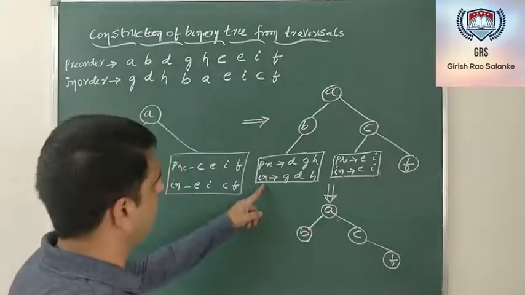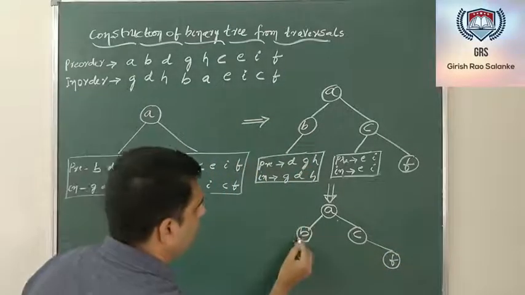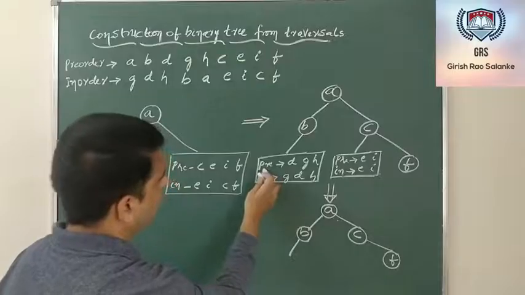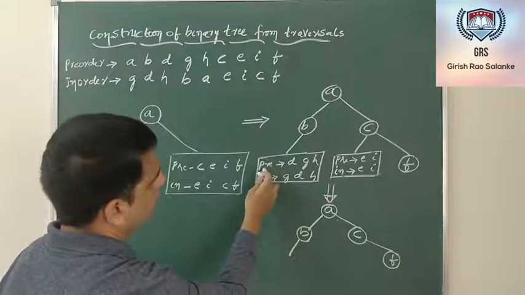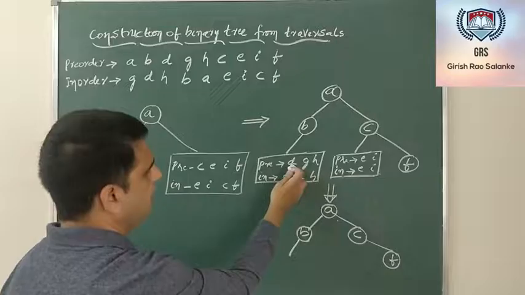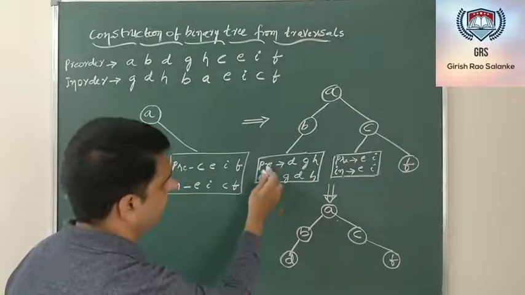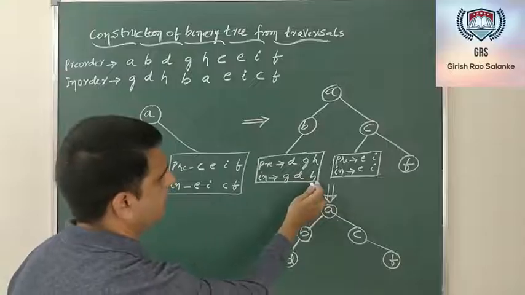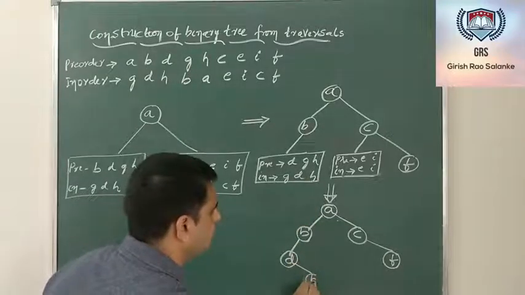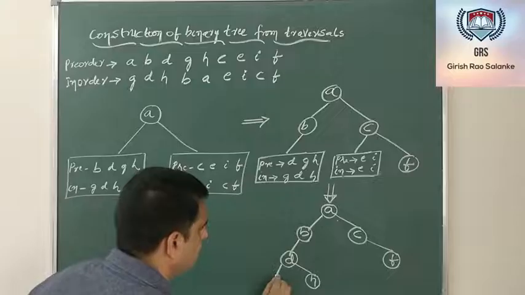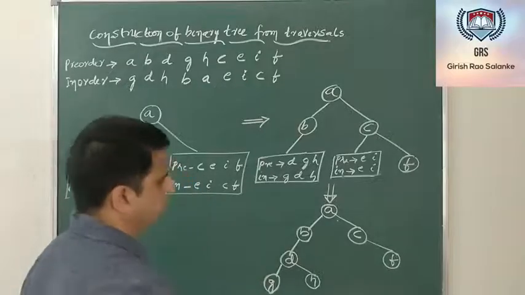Now I'll come to this particular part, B. So left. Now the first node in pre-order for the left subtree of B is D. So D has to be the parent. Now check the existence of D in-order. To the right side there is H, so this is H. To the left side there is G, so this is G. This is done.